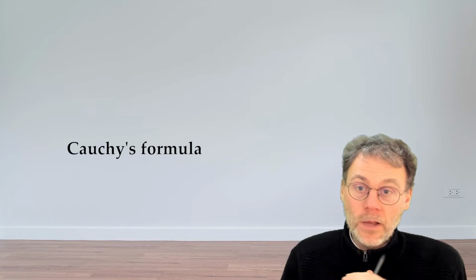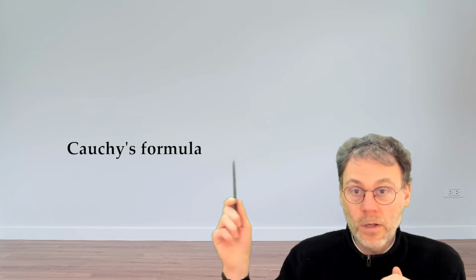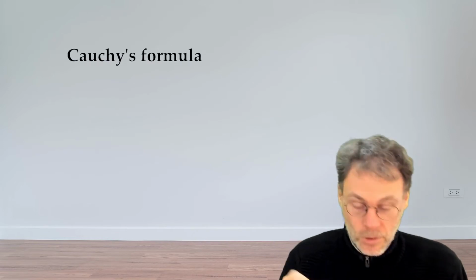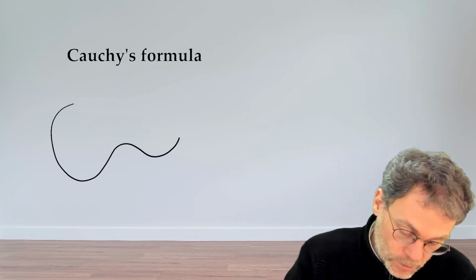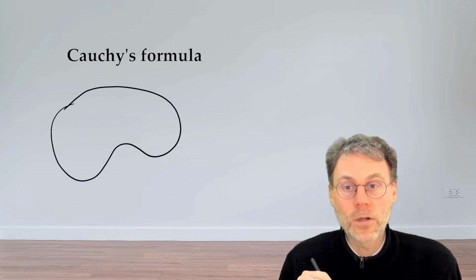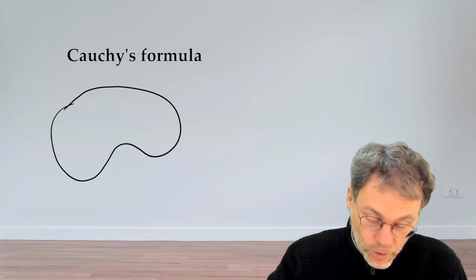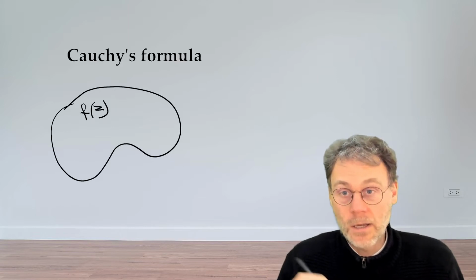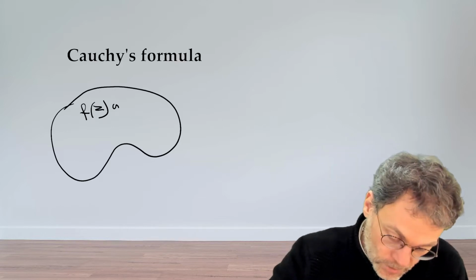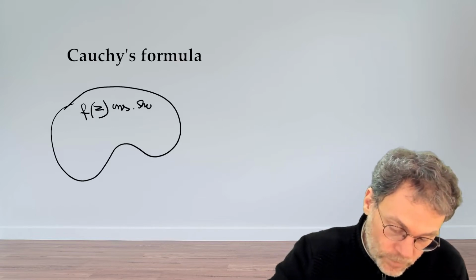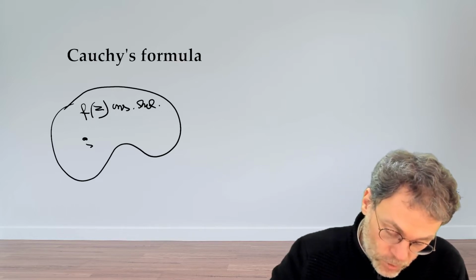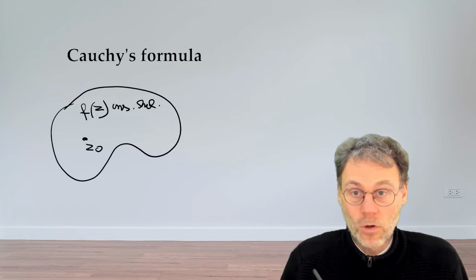Cauchy not only left us with a theorem, he also left us with a formula. So what are the ingredients of the formula? Again, we have a contour, arbitrarily shaped, potato shaped if you want. Then we have a function, f of z, which is holomorphic / analytic inside the contour. And a final ingredient is some internal point z0 inside the contour.